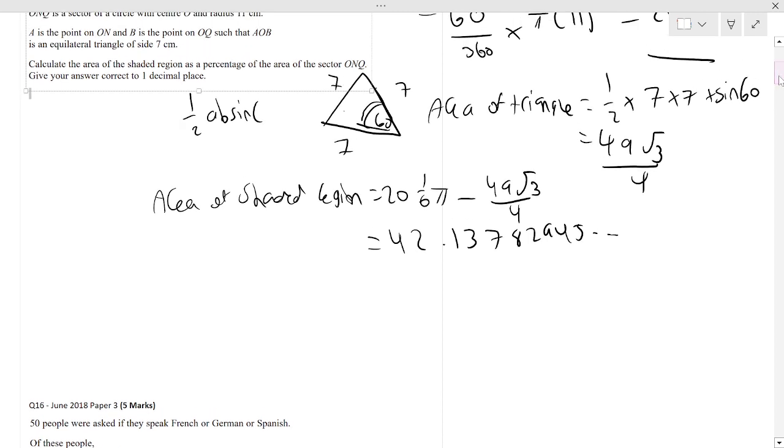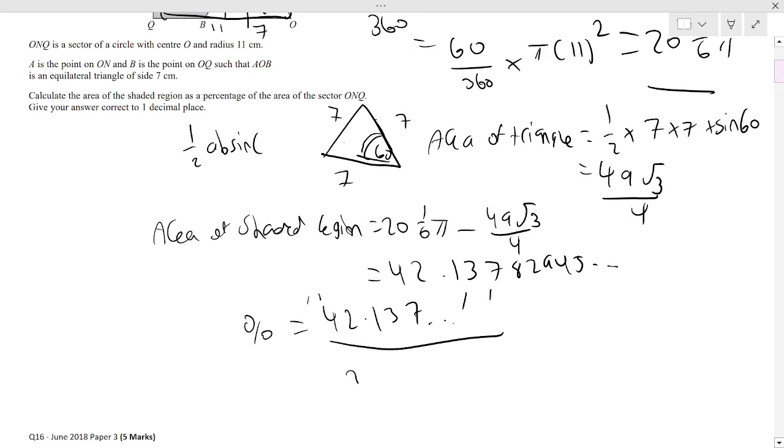Now it's saying to get the percentage of the region as an area of the sector. So the percentage is going to be 42.13 dot dot dot over the area of the sector. It's going to be a proportion of the area of the sector. The area of the sector, remember, was 20 and a sixth pi. So that's going to be 0.6651, but that's obviously a percentage, so that's going to be 66.5%. And you can times by 100. Okay, that's how you get there. Cool. So there we are. Look, and that's the one decimal place as well. 1 dp. Cool.